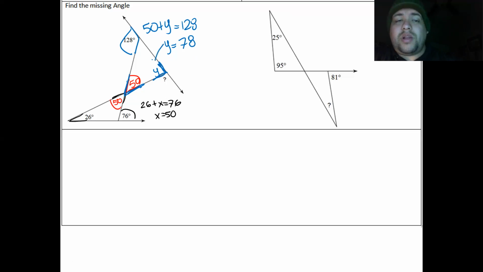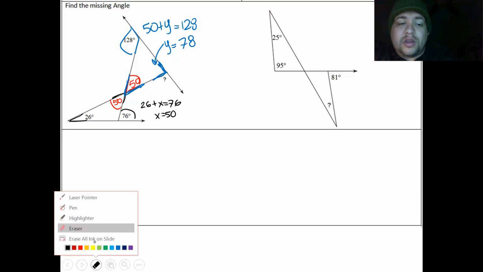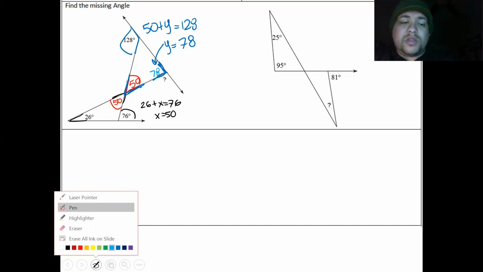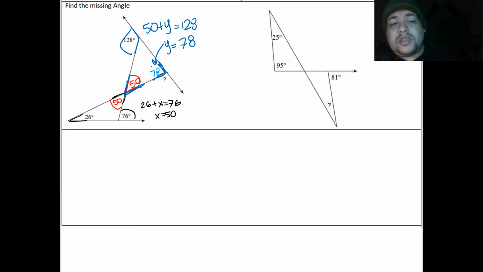So I know I can plug it back into here. Again, I'm going to get rid of that y. I want to plug that in so you guys can see it. Looking here, this is going to be 78. And we still haven't finished yet. We're almost there. For the last part of this, I know that these two are linear pairs. Linear pairs are also important.